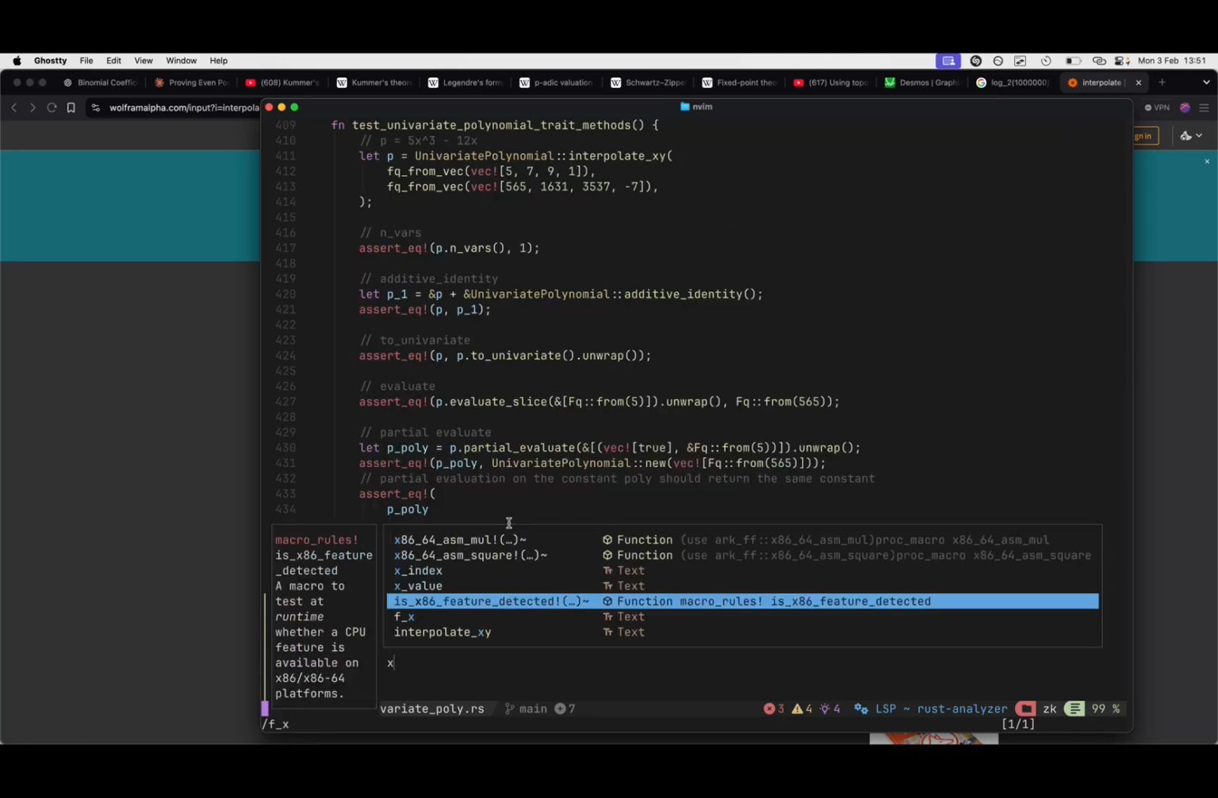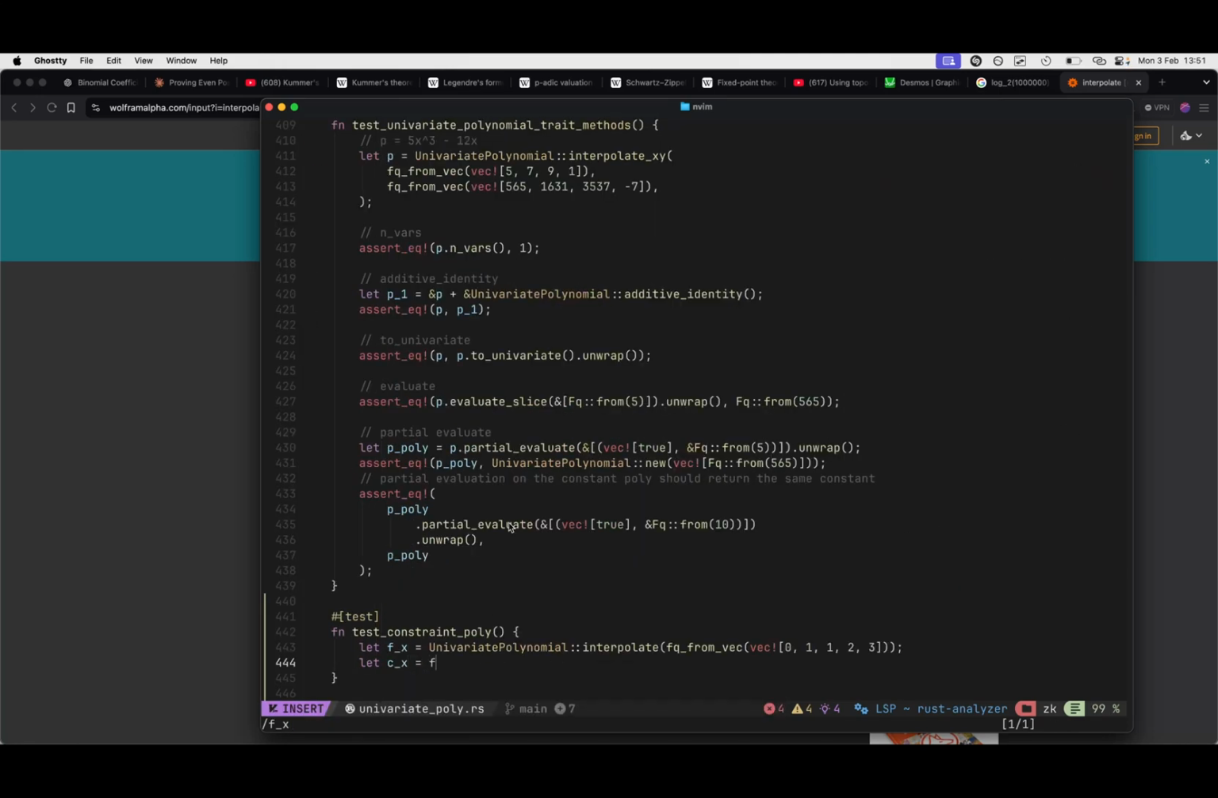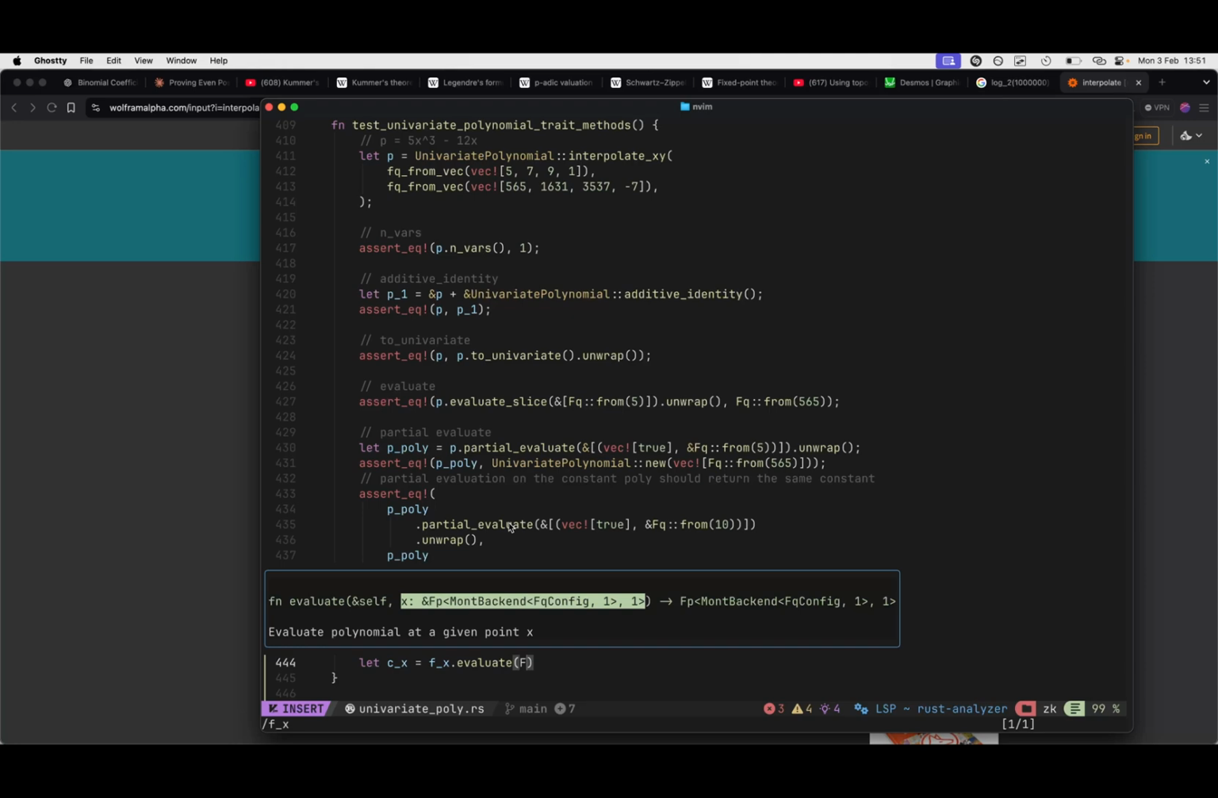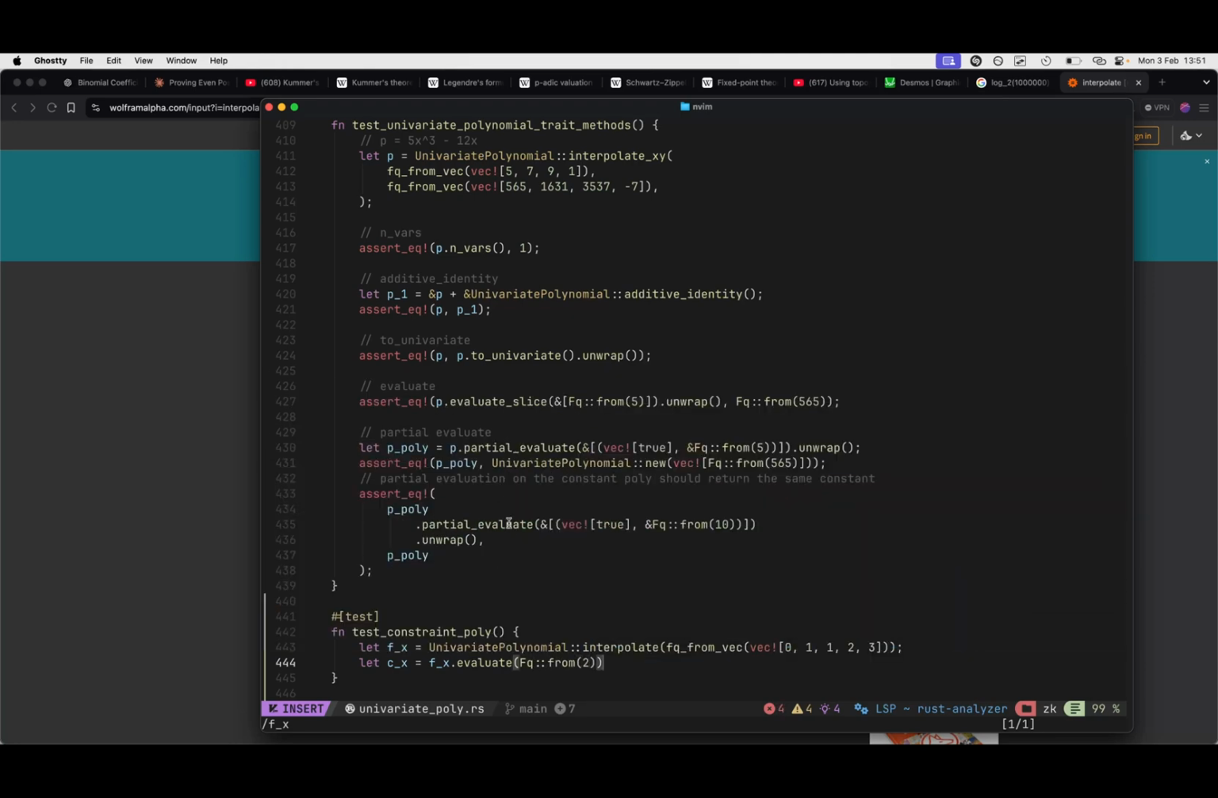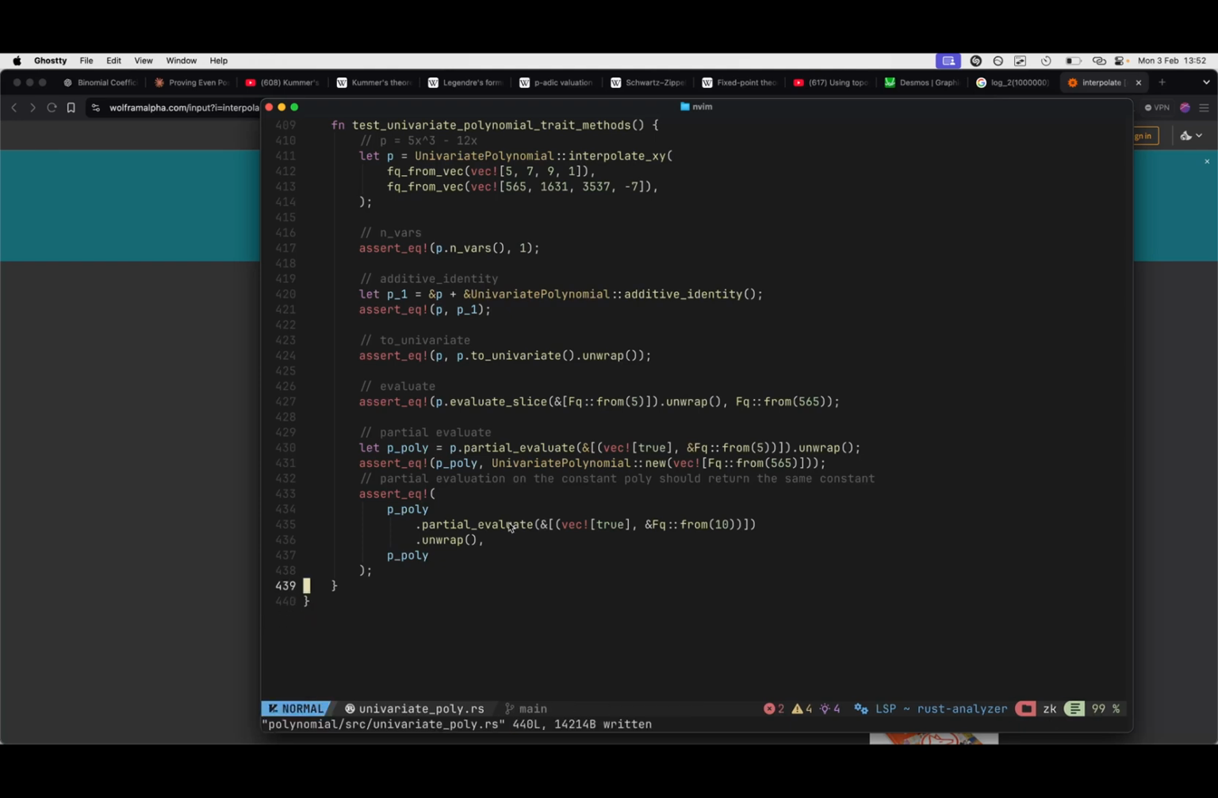We could have done c of x is equal to f of x dot evaluate, let's say 2, alright? But we already know that this works now, so it's just useless. But I think it's fine. We need a way for a univariate polynomial to be evaluated as another univariate polynomial.